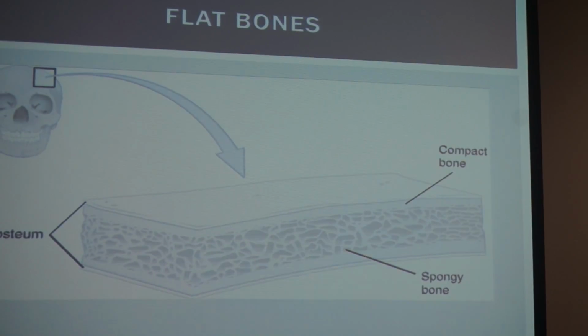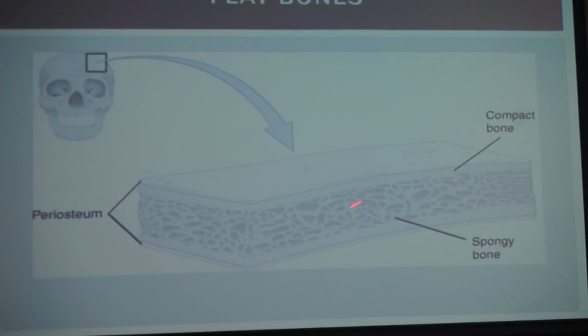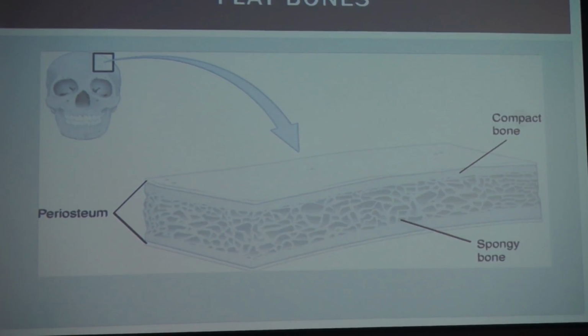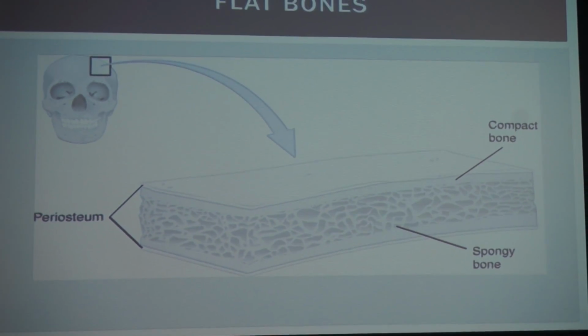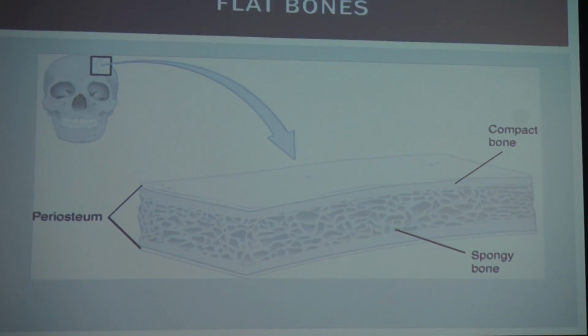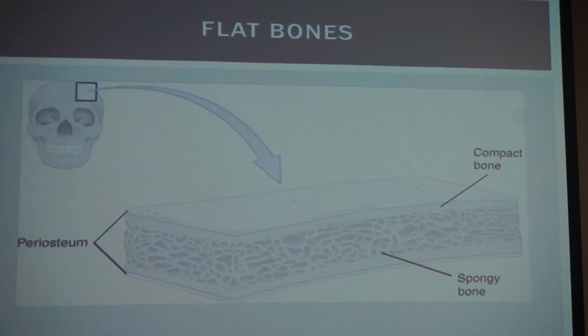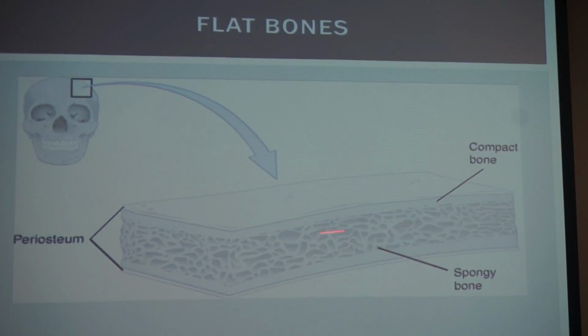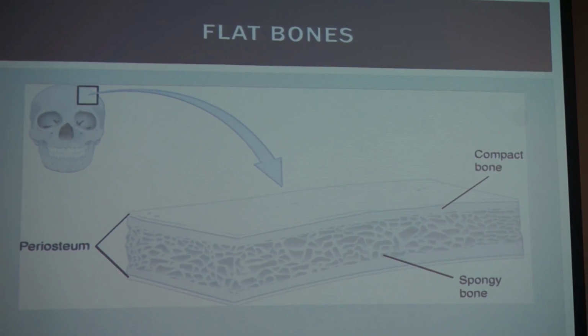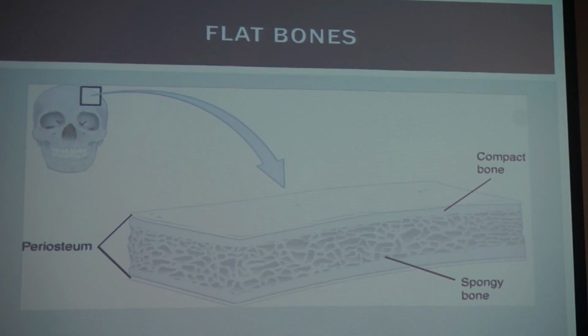All right, so here's a flat bone. I call it the sandwich: compact bone with some spongy bone in between. It's a little bit different. Now the long bones are more for leverage and movement. Flat bones are more for protection. Those are going to be more like the skull and the sternum.